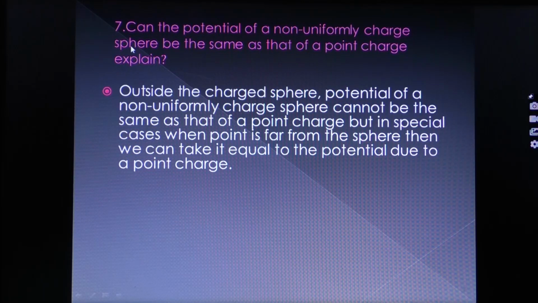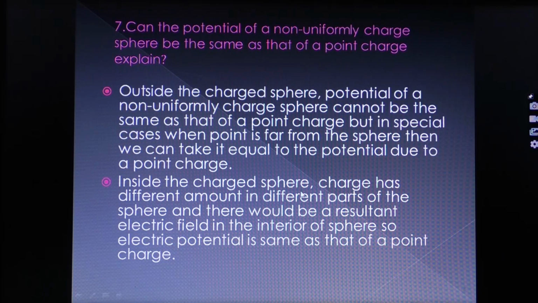Number 7. Can the potential of a non-uniformly charged sphere be the same as that of a point charge? Explain. Outside the charged sphere, potential of a non-uniformly charged sphere cannot be the same as that of a point charge, but in special cases when the point is far from the sphere, then we can take it equal to the potential due to a point charge. This is a special case.